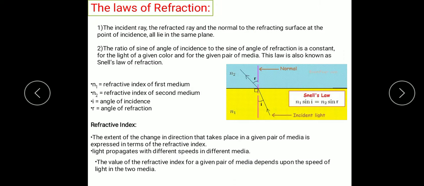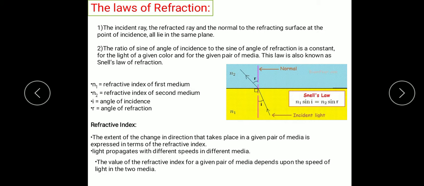And the next point is about the laws of refraction. The refraction of light occurs according to the laws of refraction. The first law: the incident ray, the refracted ray, and the normal to the refracting surface at the point of incidence all lie in the same plane. This is the first law of refraction.